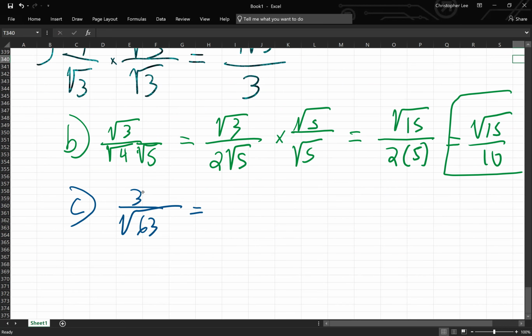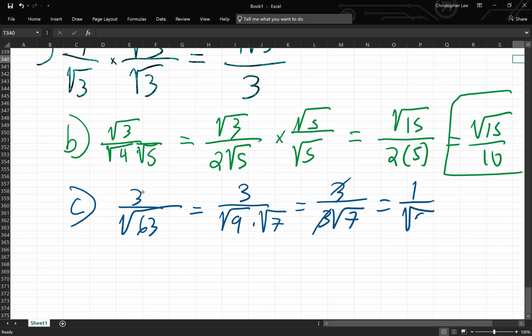So remember, it's illegal for me to have that radical in the denominator, but let me try and simplify this before I get rid of it. This is going to become square root of 9 times 7. This becomes 3 over 3 square root 7. This is 1 over square root 7.